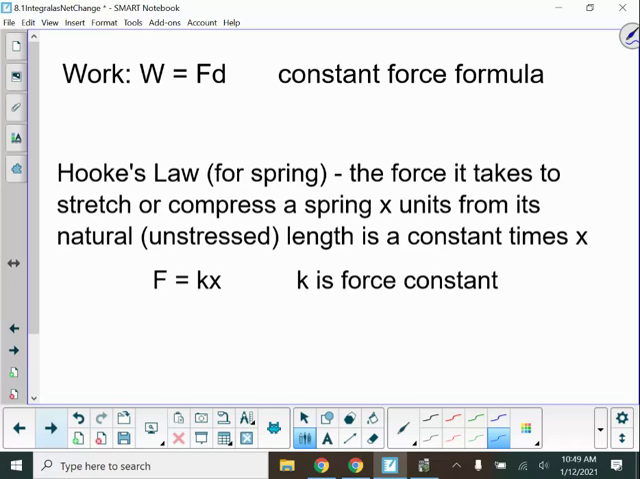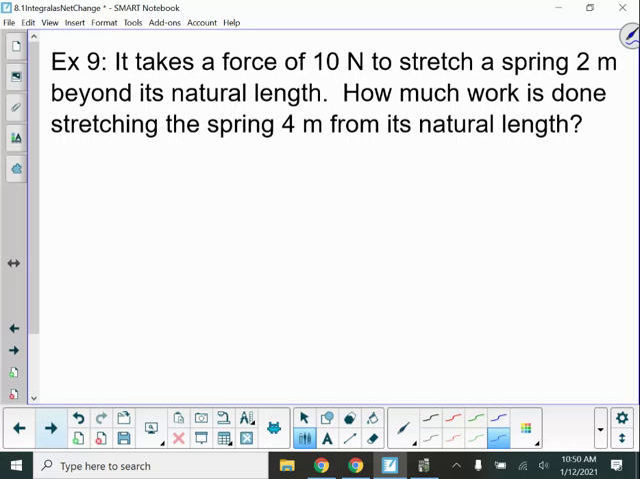It says the force it takes to stretch or compress a spring, x units from its natural or unstressed length, is a constant times x. So your force is k times x, k is the force constant, but you do have to integrate that to figure out the total amount of work that's done to stretch your spring. And we're just going to do one quick example on this.